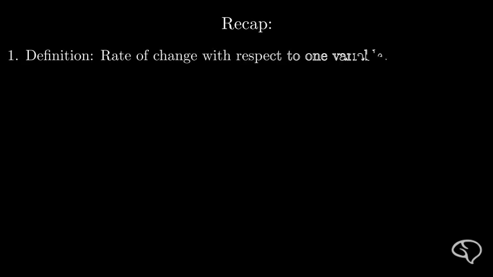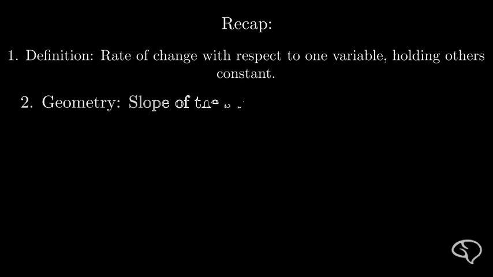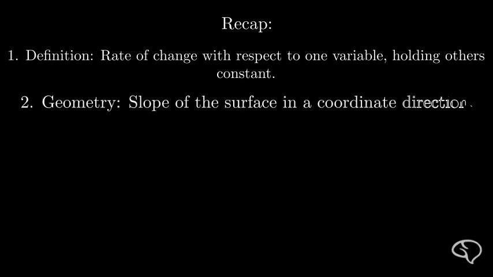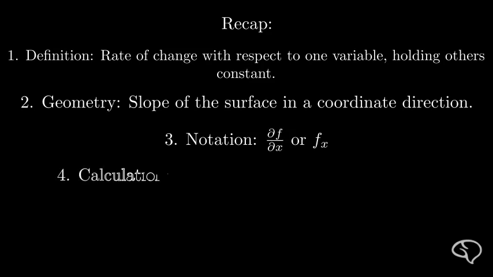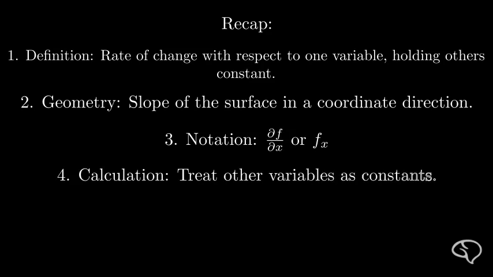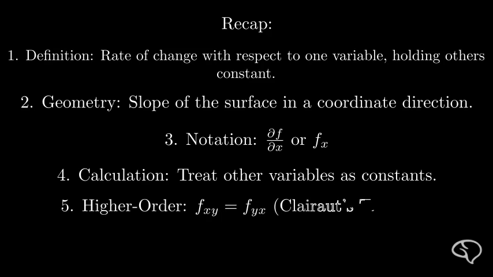Let's quickly recap what we've learned today. We started by defining a partial derivative as the rate of change of a multivariable function with respect to one variable, while holding all others constant. Geometrically, it represents the slope of the surface in a direction parallel to a coordinate axis. We learned the notation, like del f over del x or f sub x. And most importantly, we saw that to calculate a partial derivative, you simply treat all other variables as constants and differentiate. Finally, we explored higher-order derivatives and the powerful Clairaut's theorem, which states that for most functions, the order of mixed partial differentiation doesn't matter.